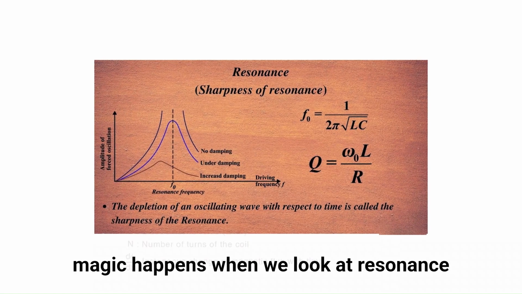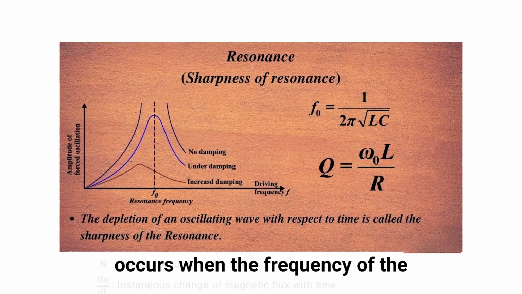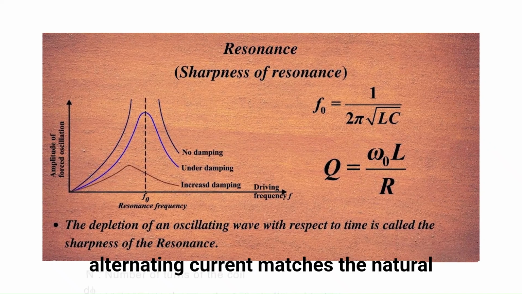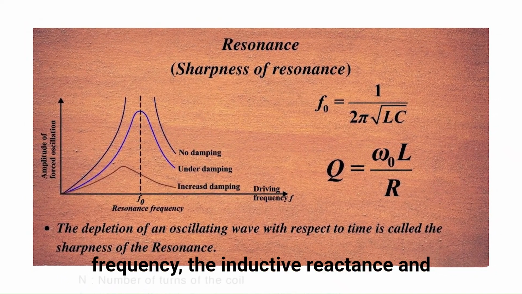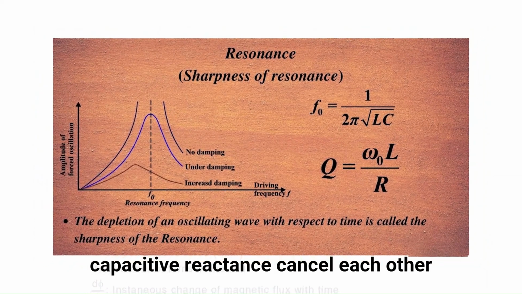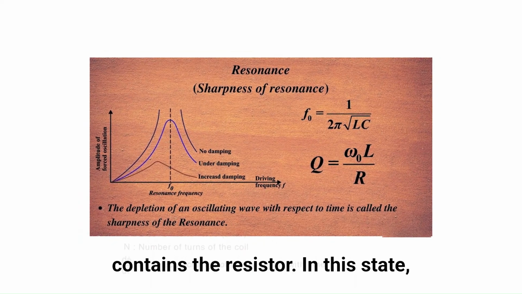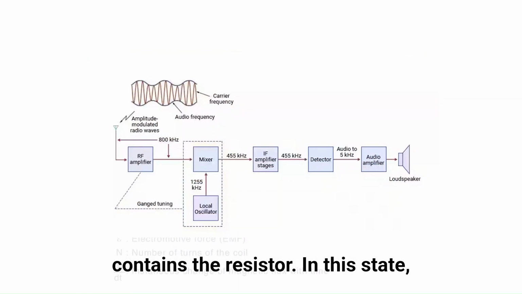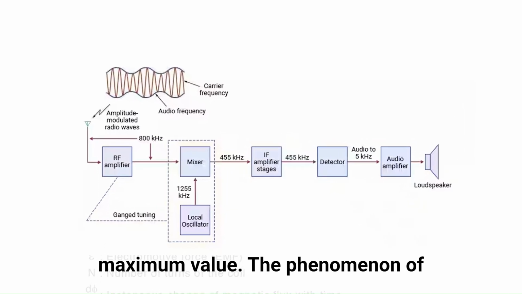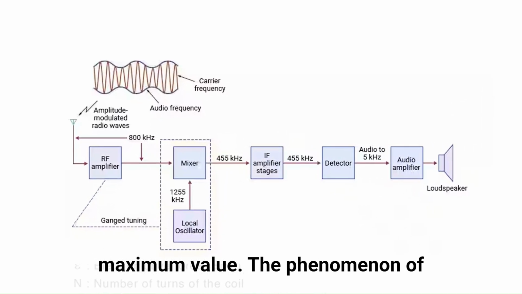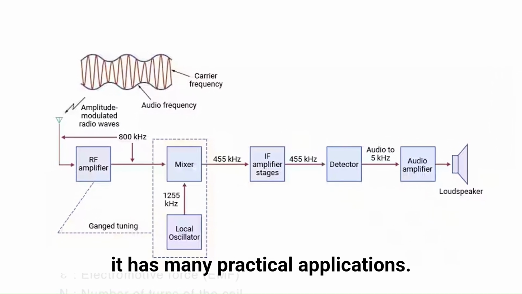The real magic happens when we look at resonance in an LCR circuit. Resonance occurs when the frequency of the alternating current matches the natural frequency of the circuit. At this frequency, the inductive reactance and capacitive reactance cancel each other out, and the circuit behaves as if it only contains the resistor. In this state, the impedance of the circuit is at its minimum, and the current reaches its maximum value. The phenomenon of resonance is a very interesting one, and it has many practical applications.